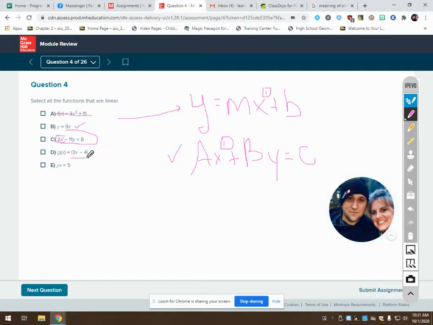Looking at this, it is an absolute value. If you think about the graph of an absolute value function, it makes a V shape. It is a line, but it's made up of two lines, so we wouldn't say that it's linear.